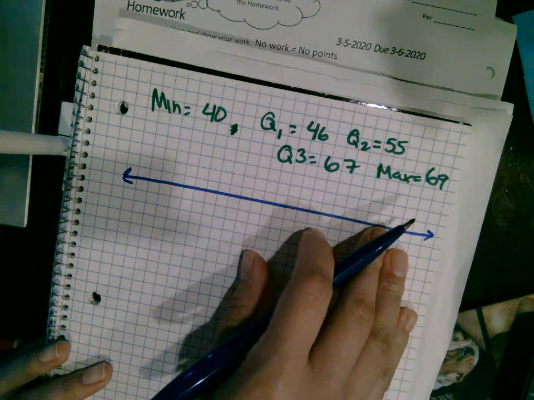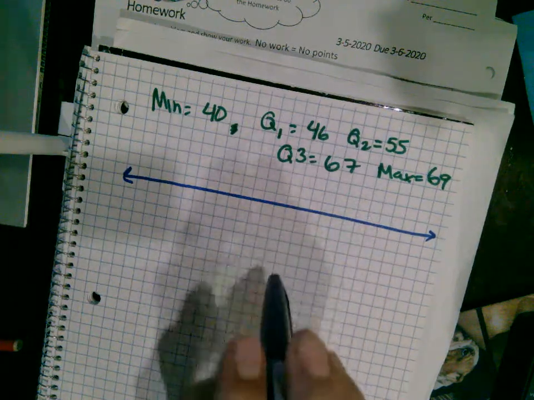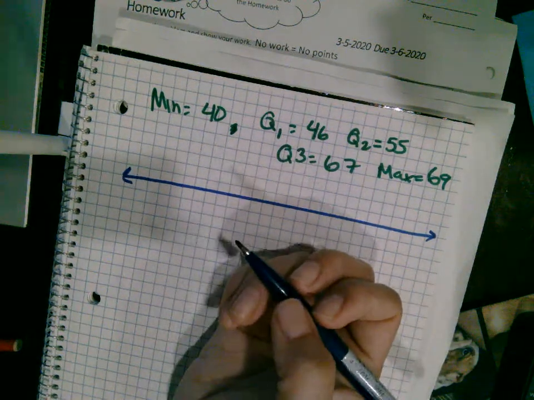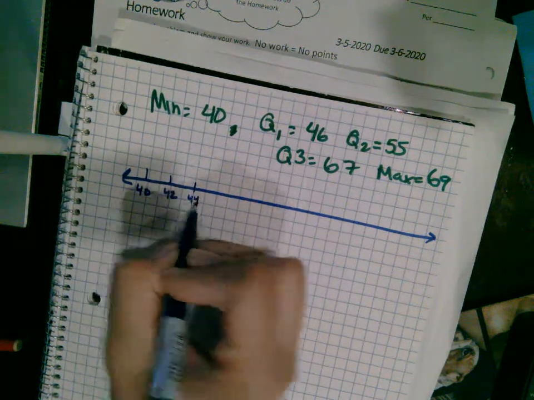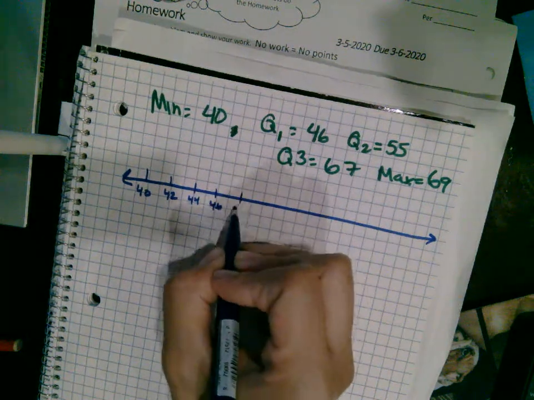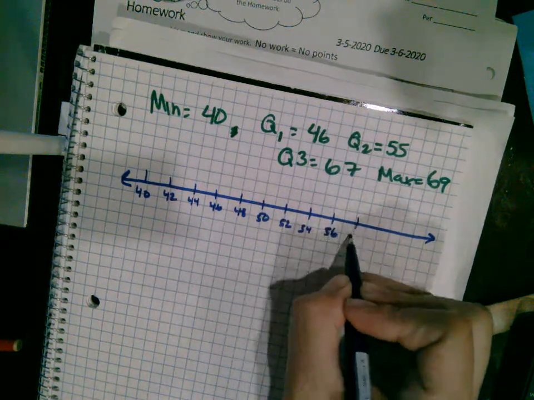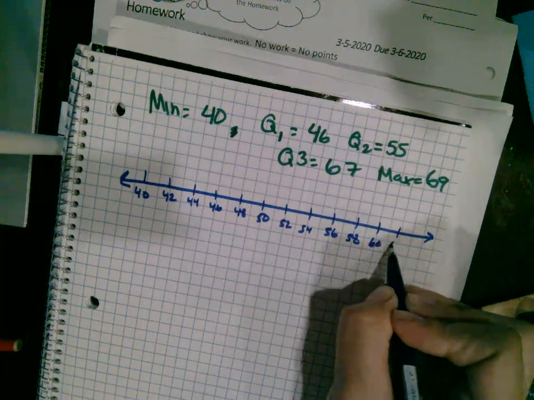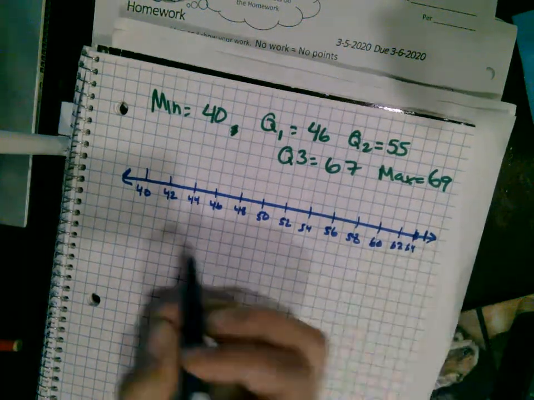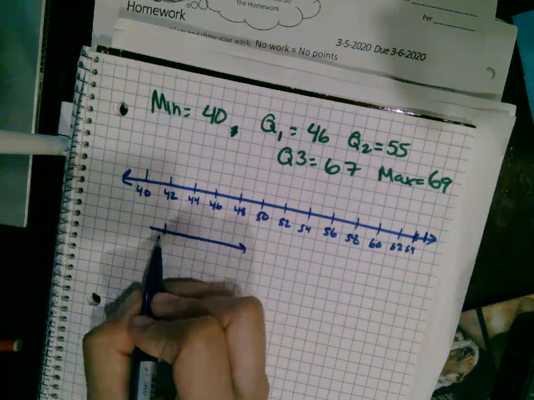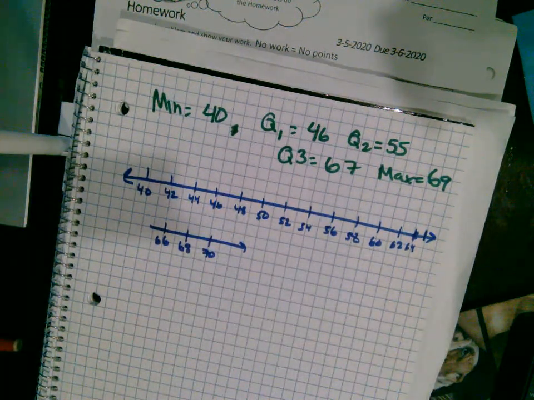Looking at my numbers here, let's start off with 40 and go by 2s. Let's see if it fits. 40, 42, 44, 46, 48, 50, 52, 54, 56, 58, 60, 62, 64. Oh no, 64 was supposed to be over here. I'm going to add another number line. 64, 66, 68, 70. Oops. It's all right.